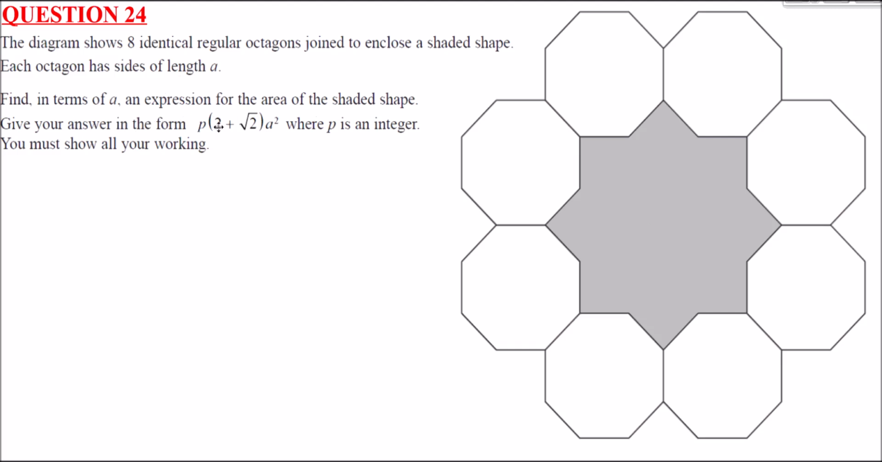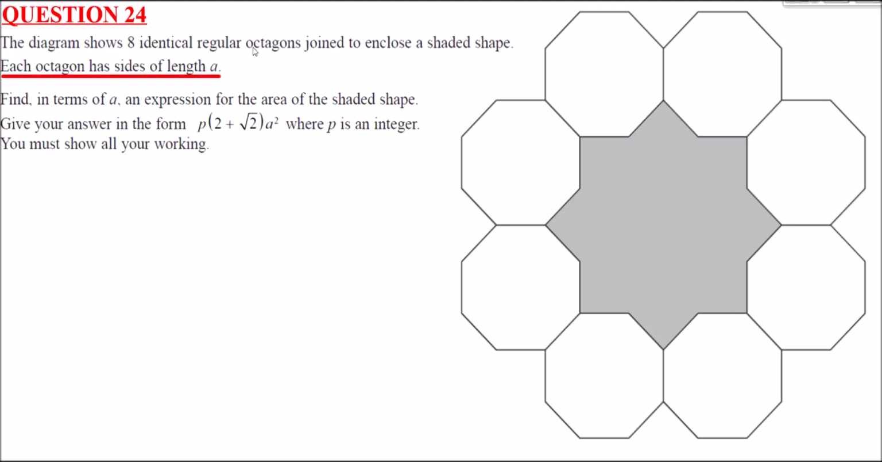Give your answer in the form p brackets 2 plus root 2 brackets a squared, where p is an integer. You must show all your working. Most candidates in the country will have just given up and not even attempted this one. But there is a relatively easy 1 mark we should all aim to get.